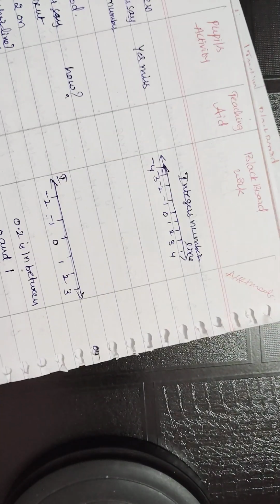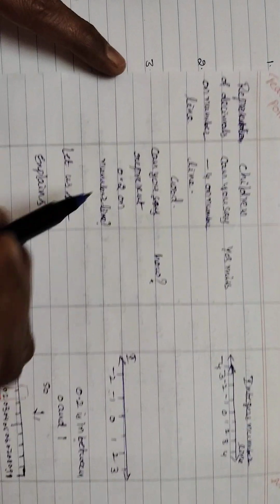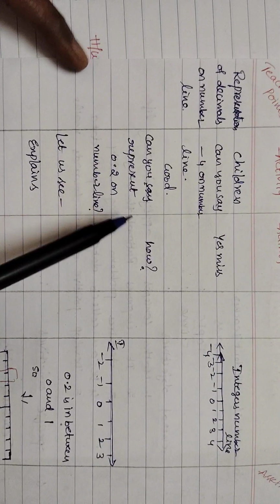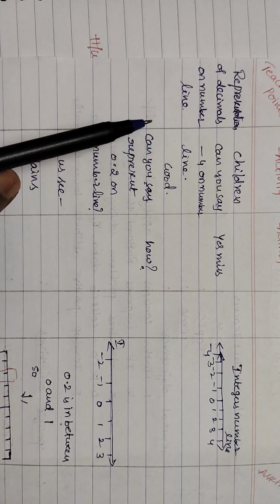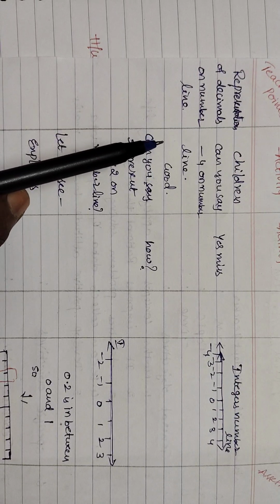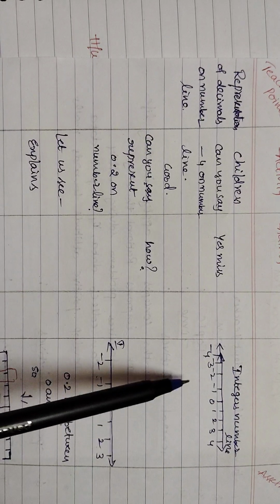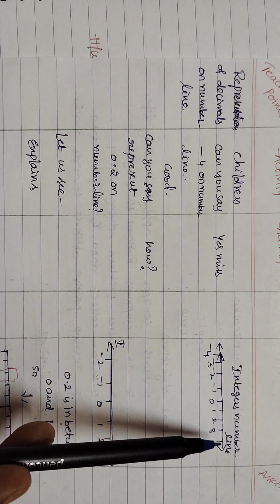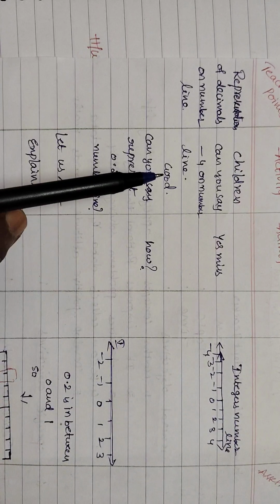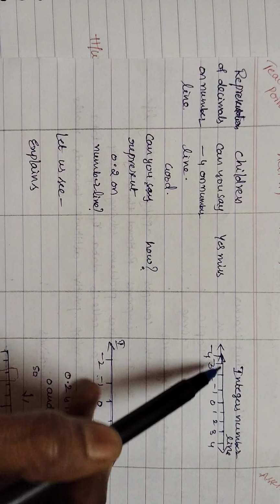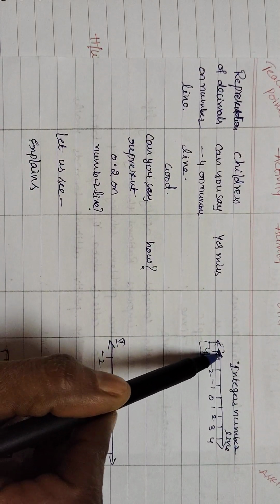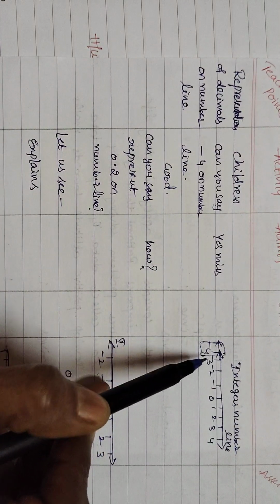Next we are going to learn about the representation of decimals on the number line. Dear children, can you represent integers on a number line? Yes, ma'am. Can you represent minus 4? Yes, ma'am. Minus 4 is here.